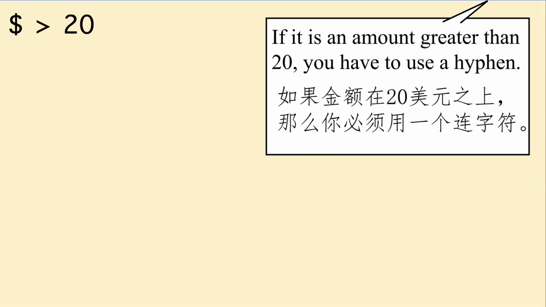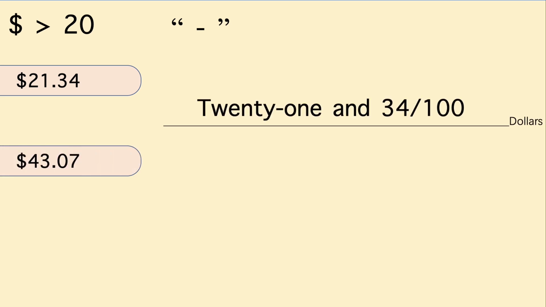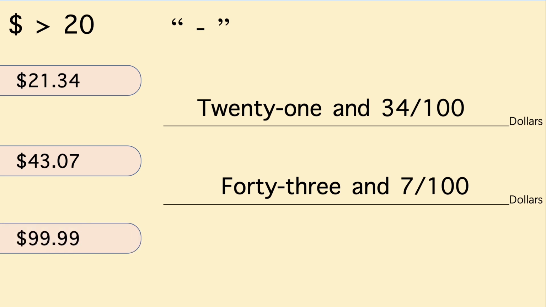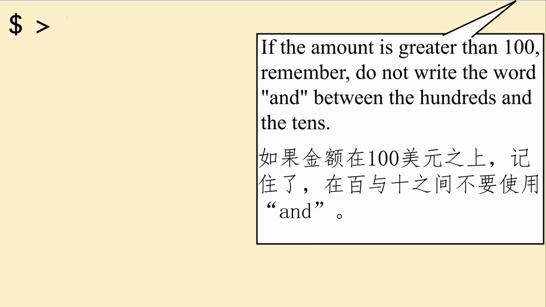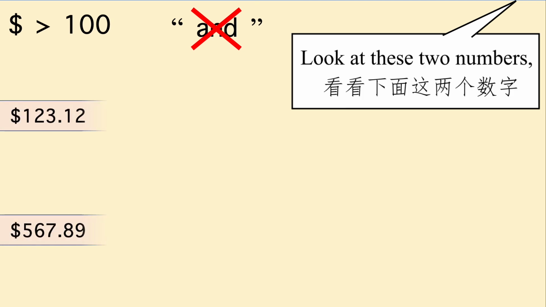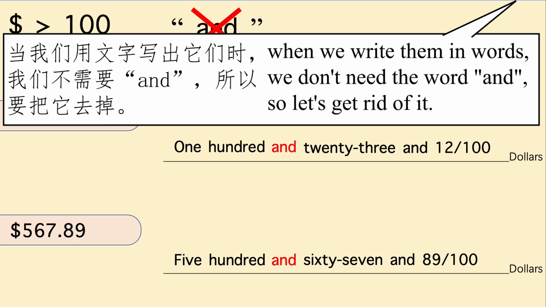If it is an amount greater than 20, you have to use a hyphen. For example, $21.34. $43.07. And $99.99. If the amount is greater than 100, remember, do not write the word and between the hundreds and the tens. Look at these 2 numbers. When we write them in words, we don't need the word and. So let's get rid of it.